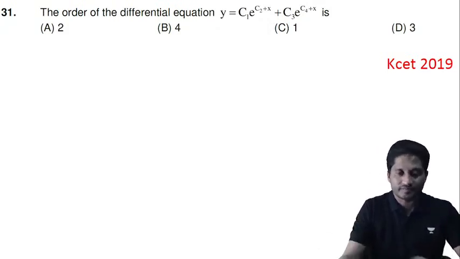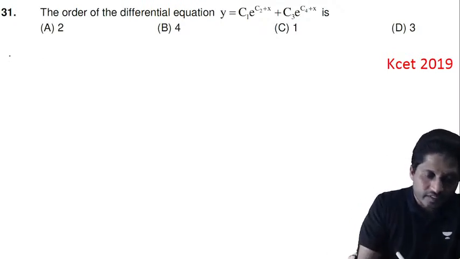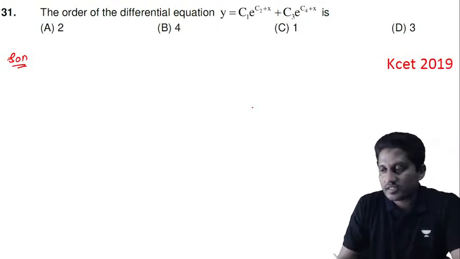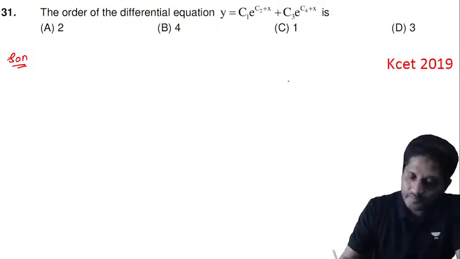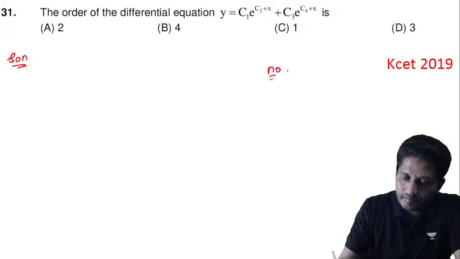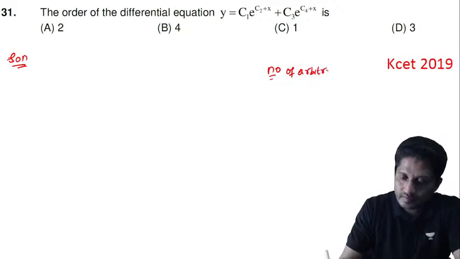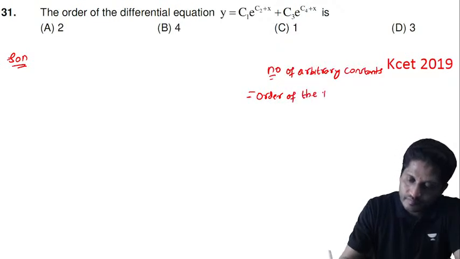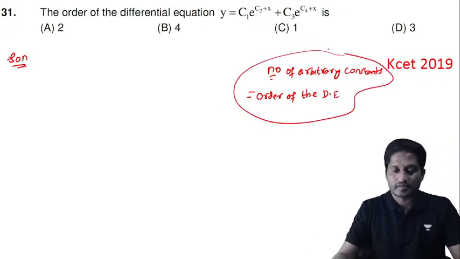Question number 31. I'm supposed to find the order of the differential equation. See, the number of arbitrary constants is equal to the order of the differential equation, right?